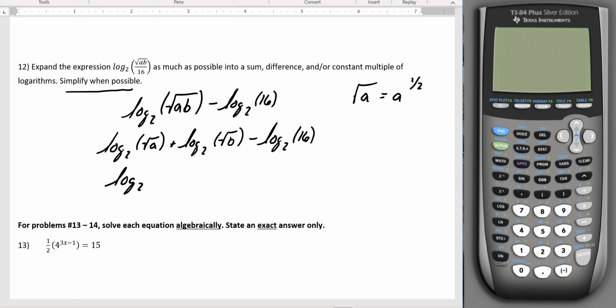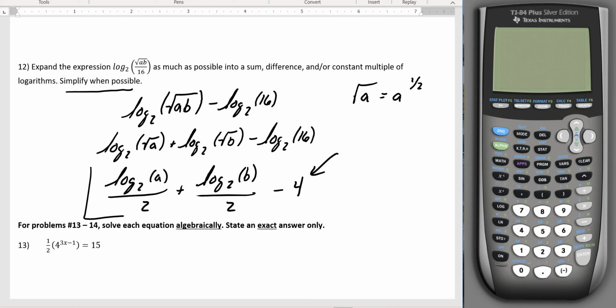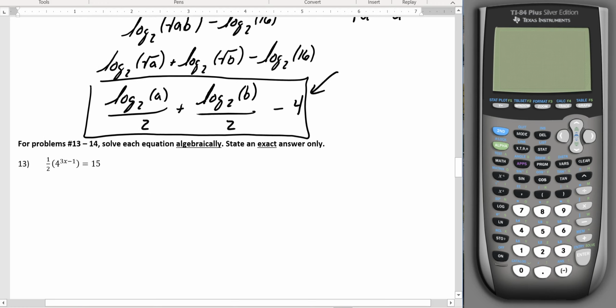So you can say log base 2 of a over 2 plus log base 2 of b over 2. And now this one, log base 2 of 16, well, 2 to the 4th power is 16, so that means log base 2 of 16 equals 4. And that's when it meant simplify when possible. That's one that a lot of students forget to do, so be sure you're looking at that if they ask that on the test. All right, very good.